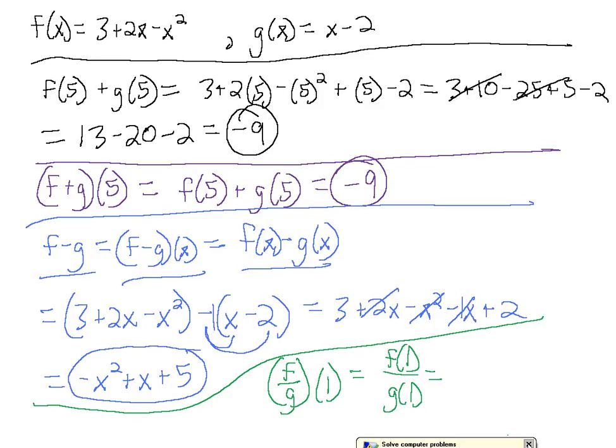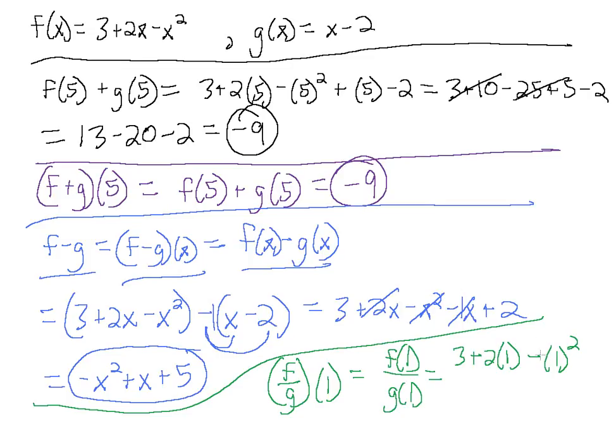And excuse me, my computer's freaking out. So we have f of 1, which is going to be f of x with 1 substituted in for x. So we have 3 plus 2 times x, which is 2 times 1, minus x squared, which is just 1 squared. Notice we have a positive 1 in the parentheses, so we're going to be subtracting 1 squared.